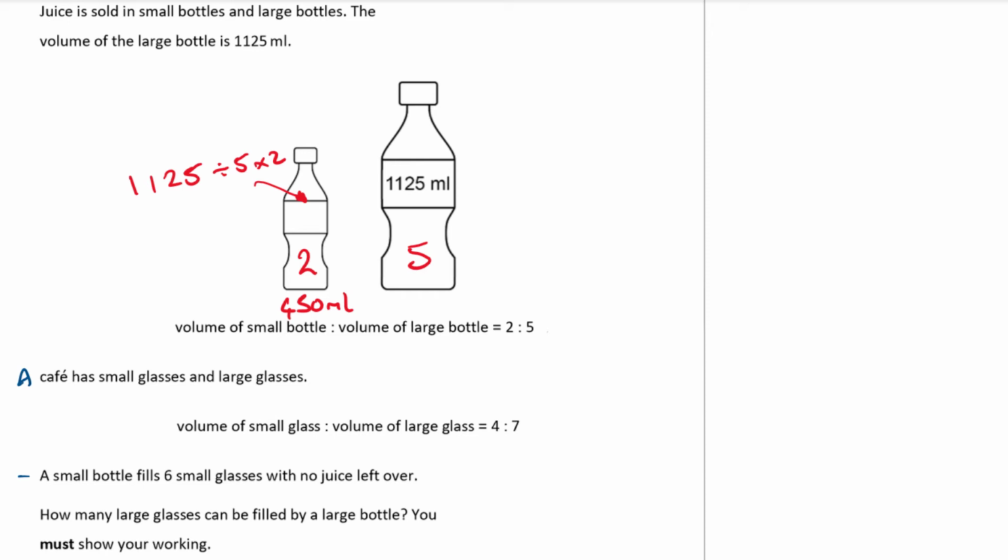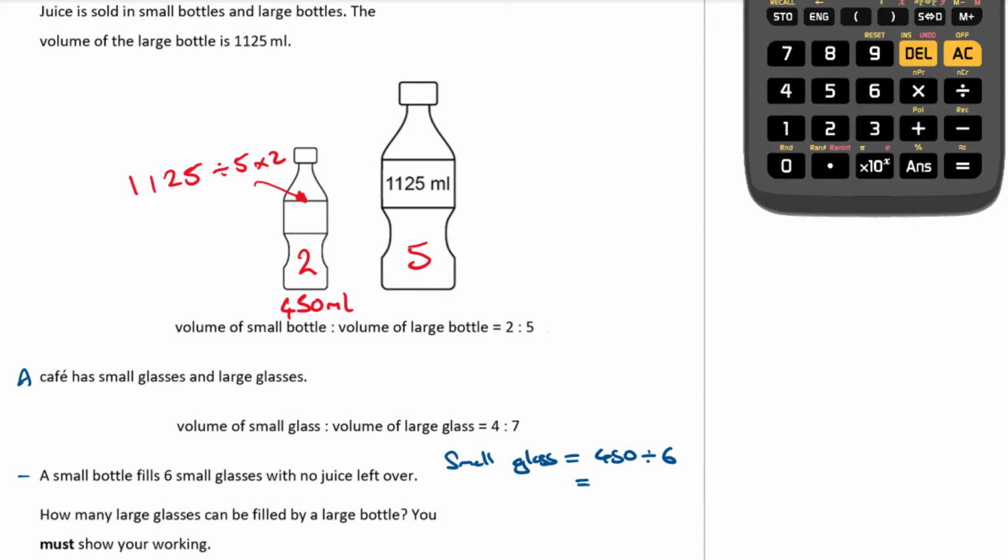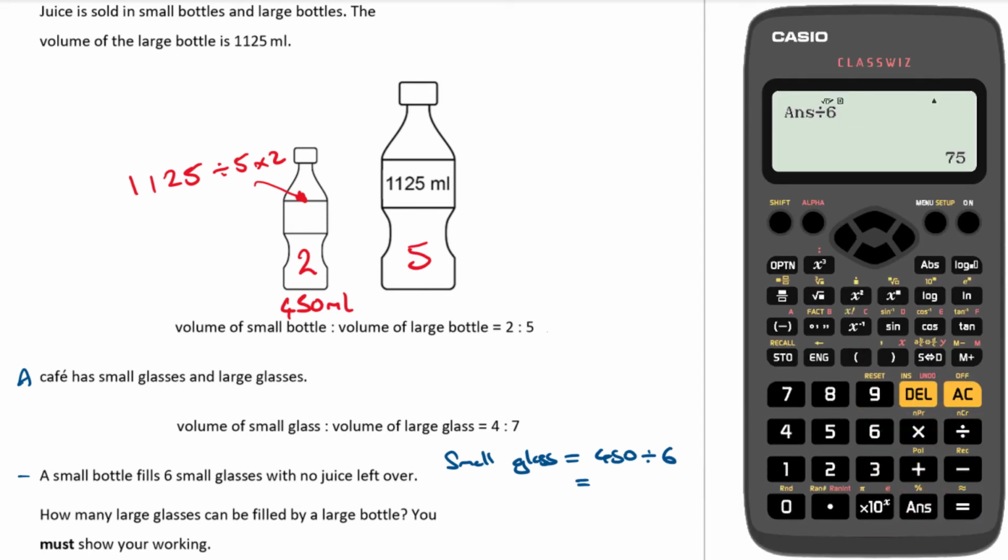Now, a cafe has small glasses and large glasses. The volume of the small glass to the volume of the large glass is 4:7. A small bottle fills 6 small glasses with no juice left over. So how much juice is that? If we've got 450 milliliters altogether and we divide that by 6, then we should get the capacity of the smaller glass, shouldn't we? So the small glass is going to be the capacity of the smaller bottle divided by 6. 450 divided by 6 comes out to be 75 milliliters.